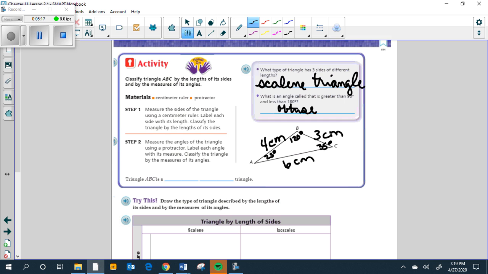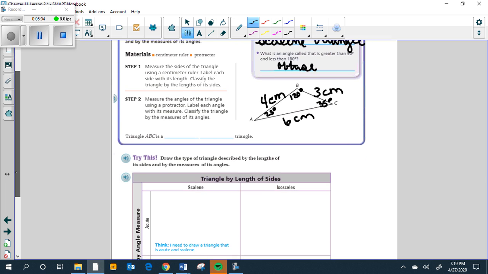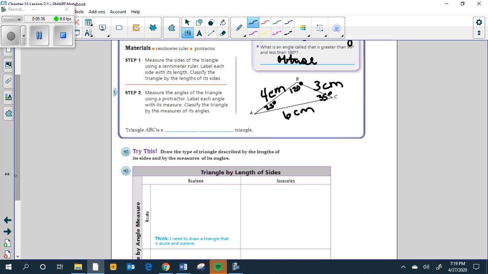And I'm guessing that probably you don't have rulers or protractors at home, so you'll just have to take my word for that. Hopefully next year in 6th grade you can spend a little more time using those tools to be more familiar with them. So the triangle ABC is scalene, obtuse.